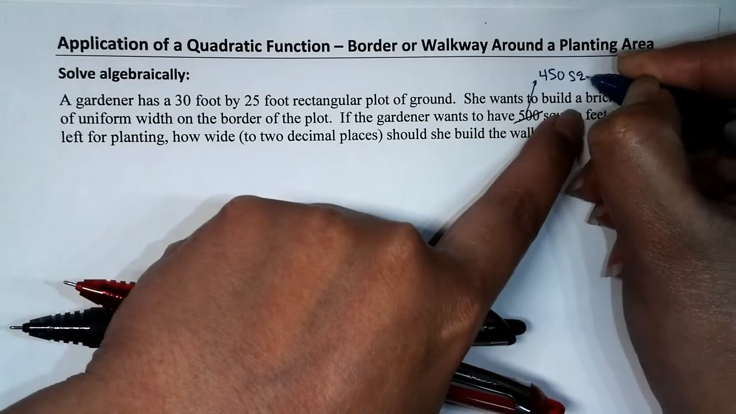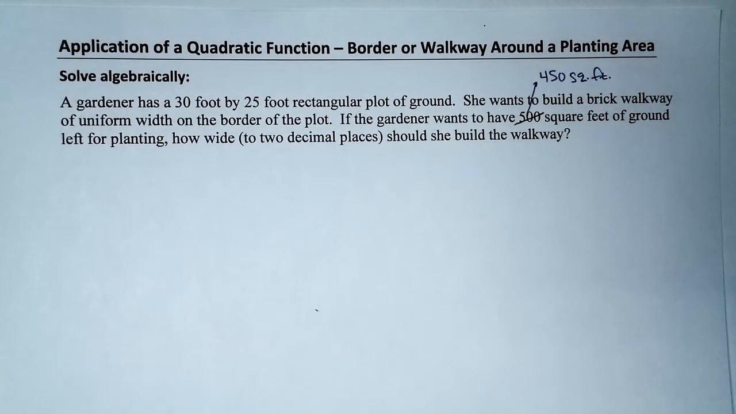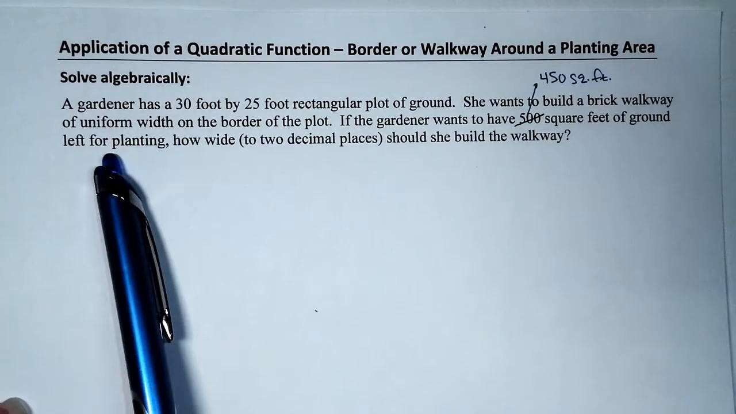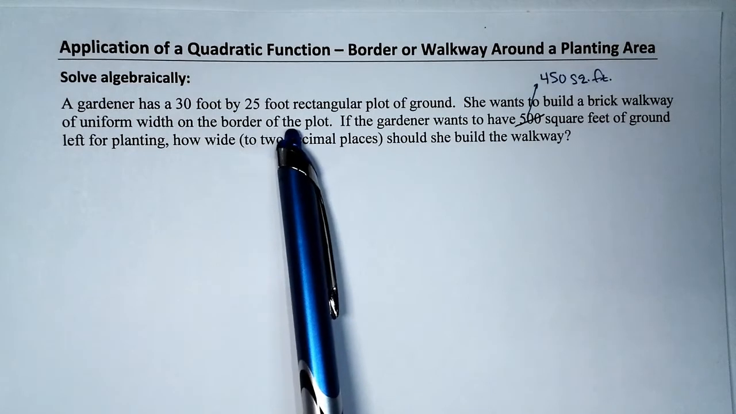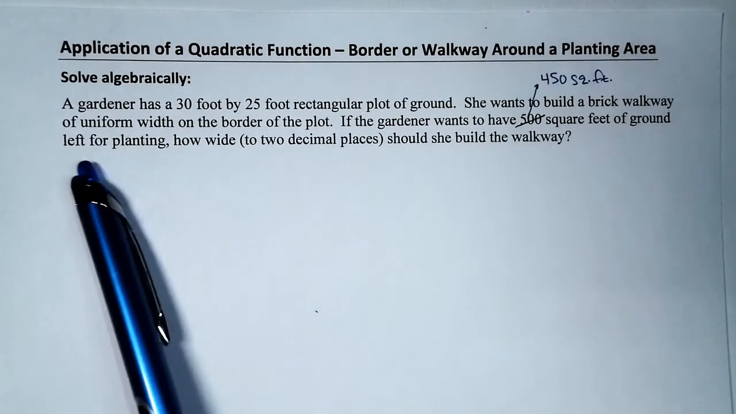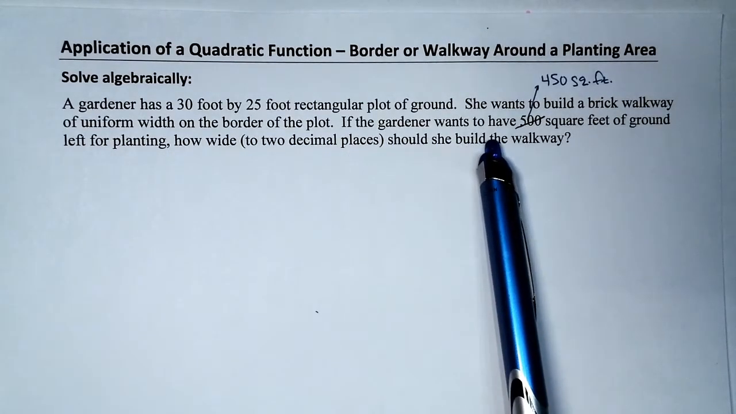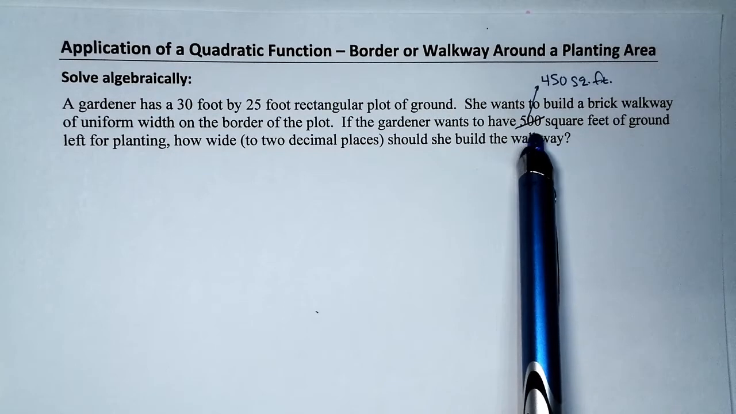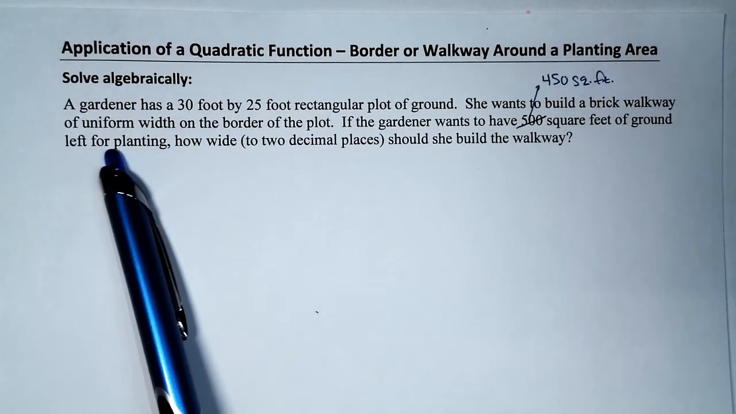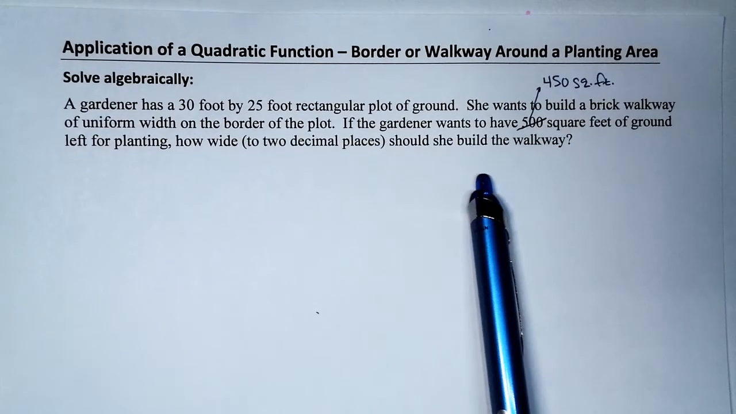Why should we do it? It's actually because I want the numbers to be a little bit more exciting. So with that being said, let's go ahead and read it from the top. So it says a gardener has a 30-foot by 25-foot rectangular plot of ground. She wants to build a brick walkway of uniform width on the border of the plot. If the gardener wants to have now 450 square feet of ground left for planting, how wide to 2 decimal places should she build a walkway?